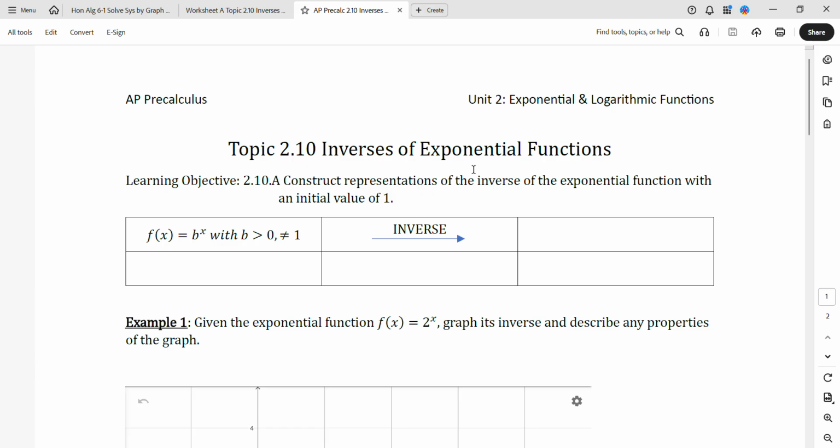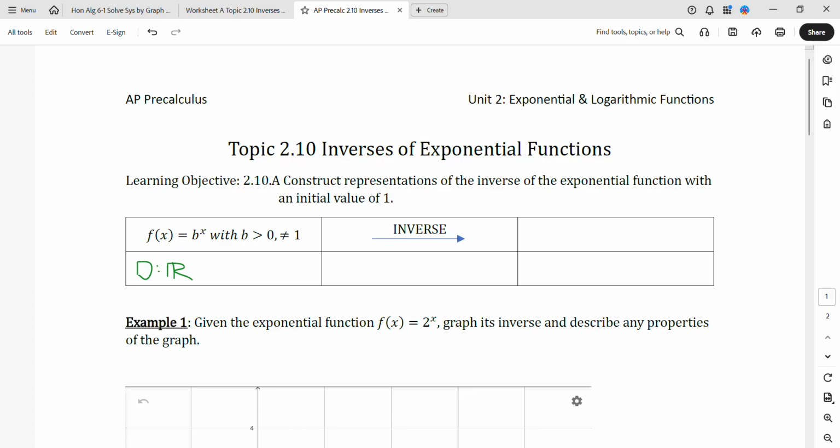What is the domain of an exponential function? What type of numbers can we plug in? All real numbers. Good. Let's do this in green today. Great. So we know that the domain of an exponential function is all real numbers, right? We can plug in anything, right? Negative numbers, positive numbers, fractions, irrational numbers.